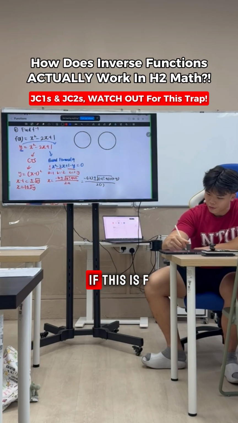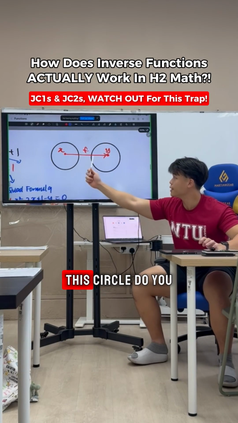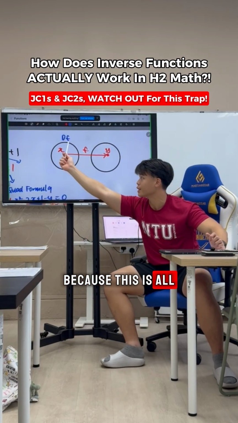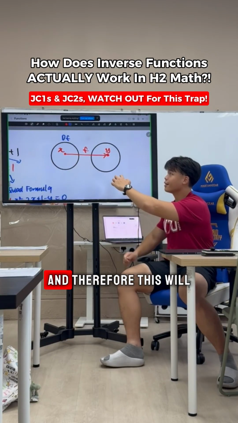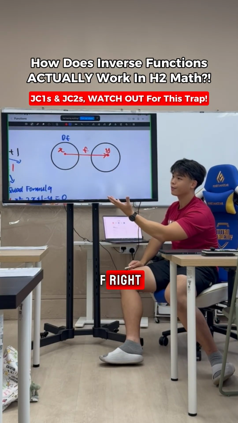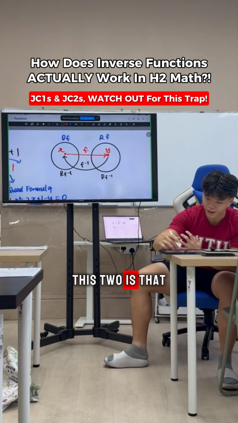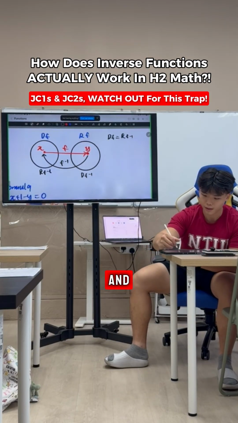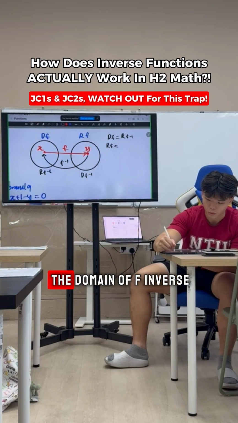So let's say if this is f, okay, x and y, and f brings me from here to here. This circle, do you agree, is the domain of f? Because this is all the x values that f can take in. Then therefore, this will be the range of f. So the connection between these two is that the domain of f is the same as the range of f inverse. And the range of f is the same as the domain of f inverse.